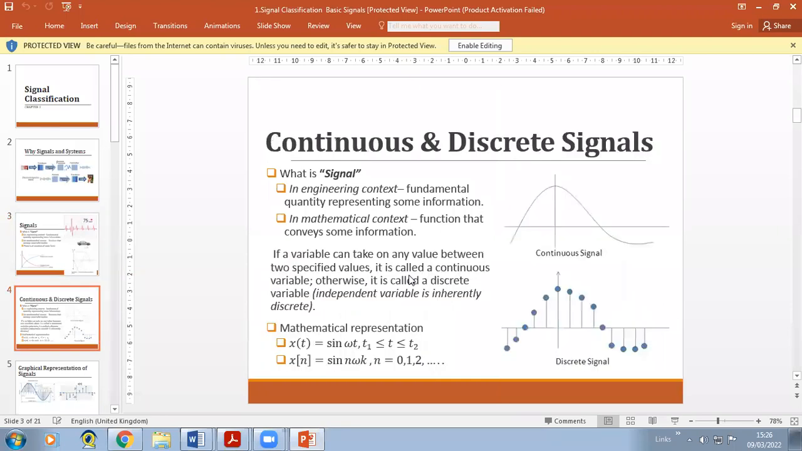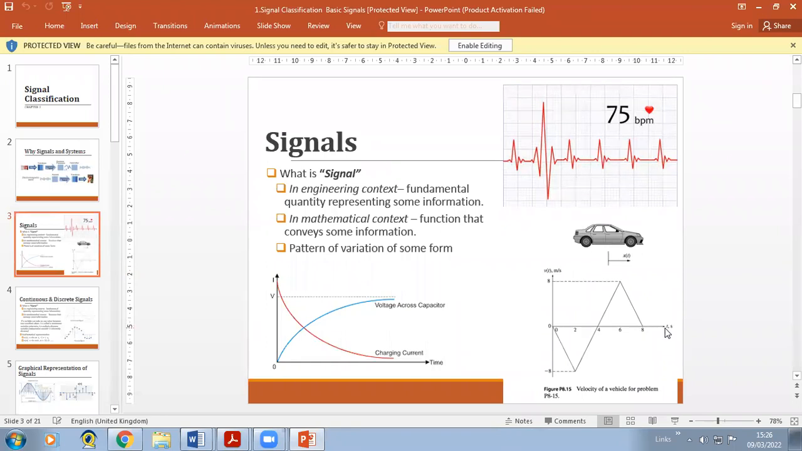So you can see the time, and here we plot the time versus the speed of a car, or it may be the distance of a car. So actually it is the speed of a car, the velocity of a car. So it is also a signal. I think you have already got the idea what a signal is.